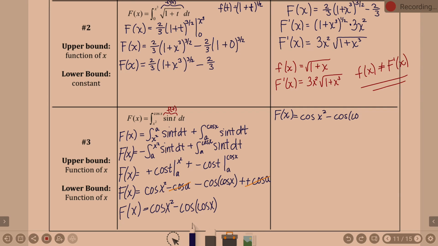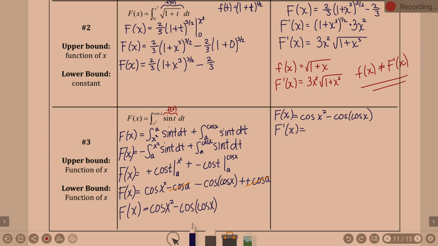Okay. If capital F of x is cosine of x squared minus cosine of cosine x, capital F prime of x. Is it plus? Oh, never mind. Sorry. Okay, no, you're fine. I've made my mistakes today, so call me out, please.